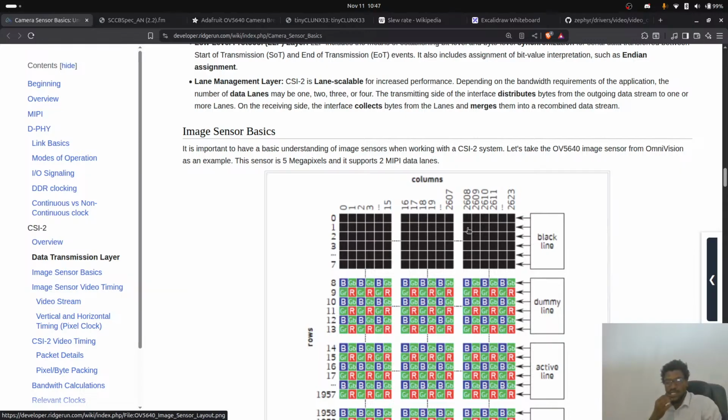Cool. So that sort of gets us all the way through MIPI and CSI and DSI, and now we're going to look at image sensor basics. Basically, we've been going through this and trying to understand how MIPI works, and not even just MIPI, just image sensors.